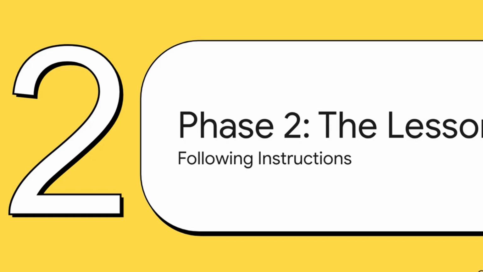So after phase one, you've got this model that understands language. But it's kind of like a brilliant scholar who just rambles. It knows a ton of stuff, but it has no idea how to be a helpful assistant. And that brings us to phase two, the lesson. This is where it learns to stop rambling and actually follow instructions.